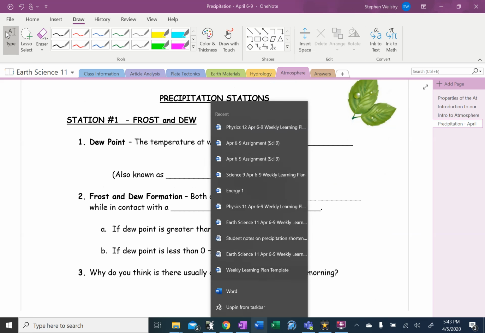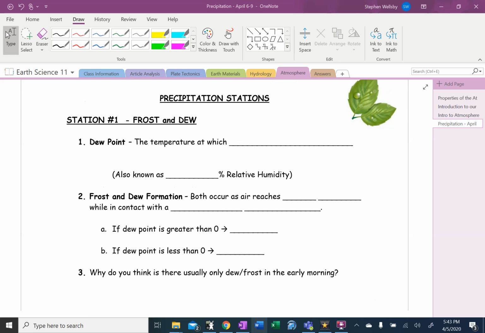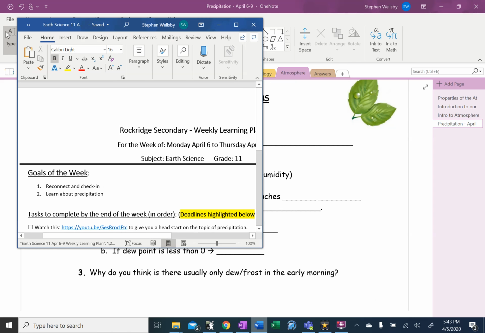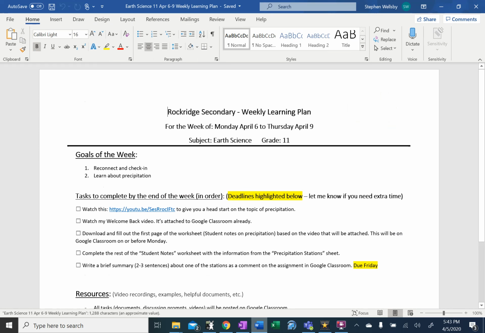If we take a look at our plans for Earth Science 11 for the week, this is what we had for you. Plan number 1 is to watch this video. That was just a brief video about precipitation. Then hopefully you've already watched my welcome back video. Then you're going to download this sheet and the worksheet, which, like we said at the beginning of this video, are going to be on Google Classroom. And you're going to complete the rest of the student notes worksheet.